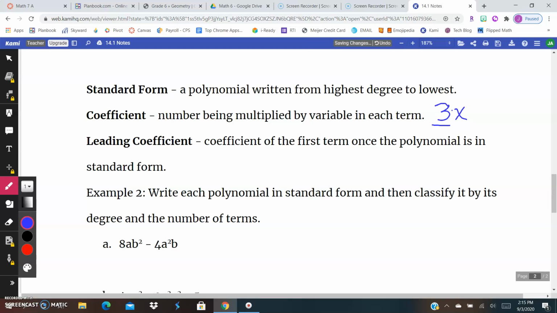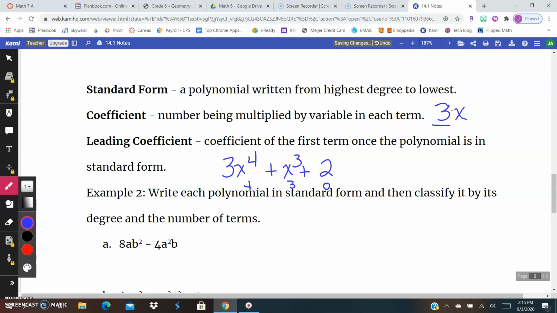Leading coefficient is the same thing. It's a coefficient except for it's that one in the very front once something is written in standard form. So if I have 3x to the 4th plus x to the 3rd plus 2. This first chunk has a degree of 4, second chunk has a degree of 3, and 2 does not have any variable, so it has a degree of 0.